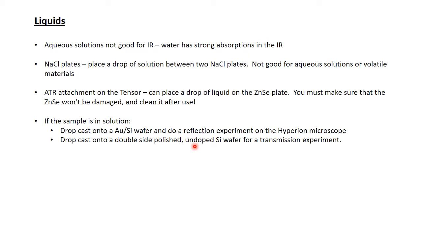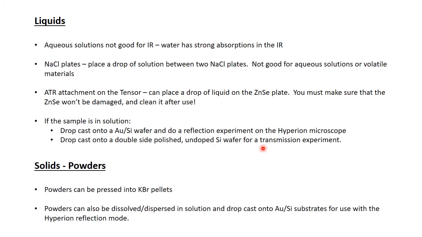Another potential substrate for this kind of experiment is double-side polished, undoped silicon wafers. They are transparent in the infrared. And so you could put a small drop of your sample onto that silicon wafer, let the solvent evaporate, and then do a transmission experiment either on the microscope or the Tensor system.